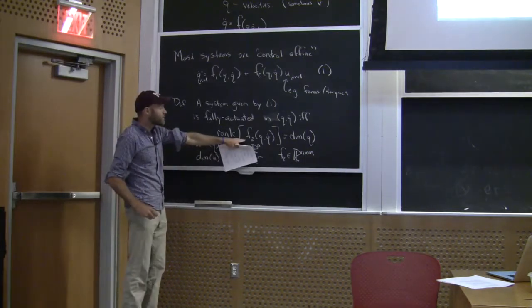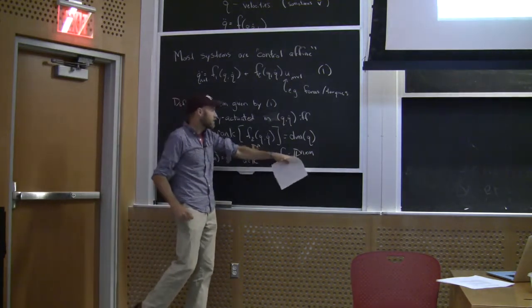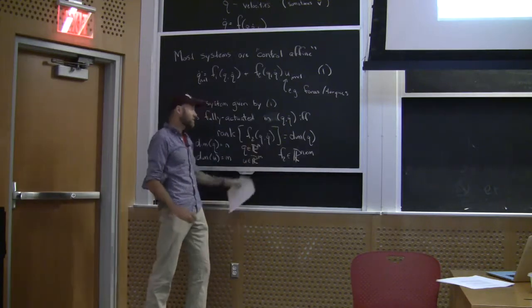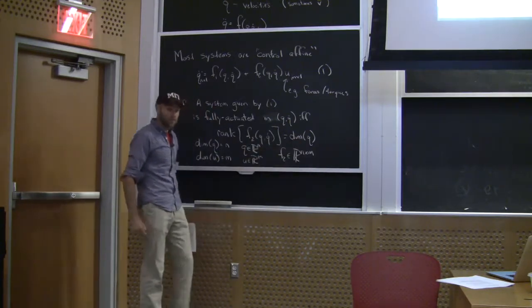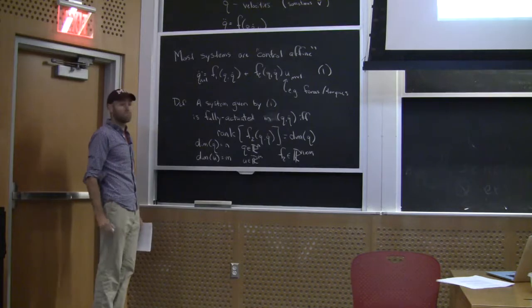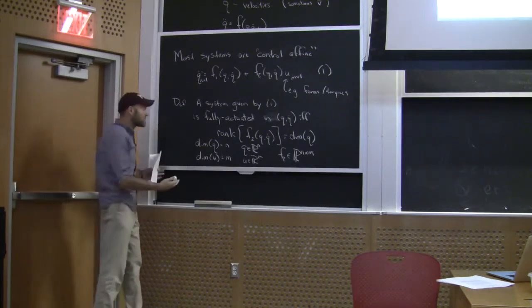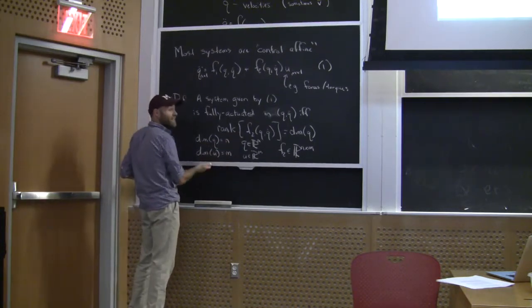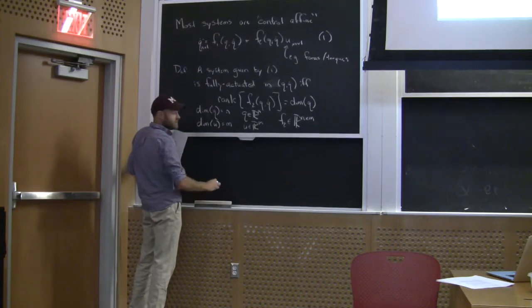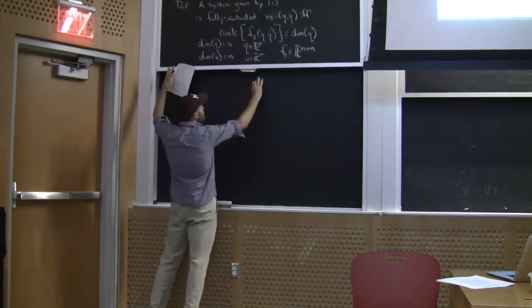So we'd like F2 to have rank n, ideally the same dimension as Q. What does that mean? That means I'm going to be able to take an inverse of F2. And why is that important?